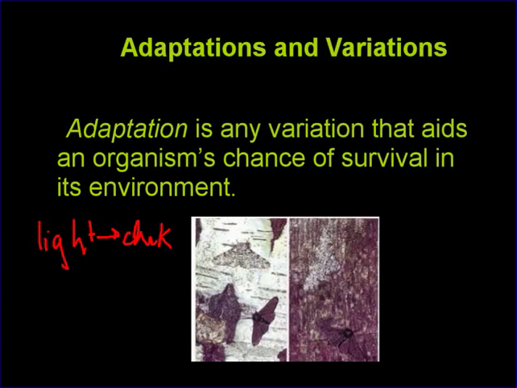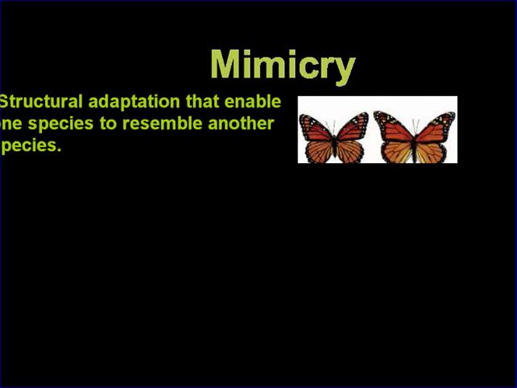Alright, the next thing is mimicry. If I said that somebody in the class always is mimicking someone else, it'd probably be annoying because that means they'd be copying them. There are many different animals that mimic something else. It's a structural adaptation that enables one species to resemble another species.